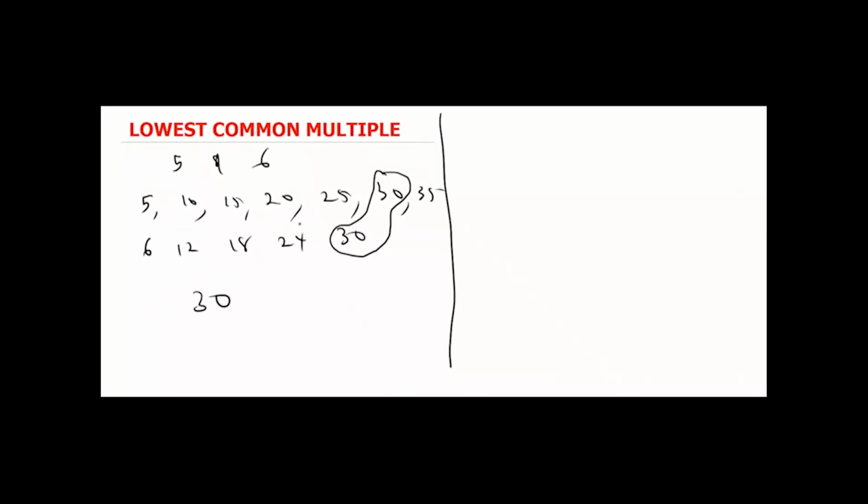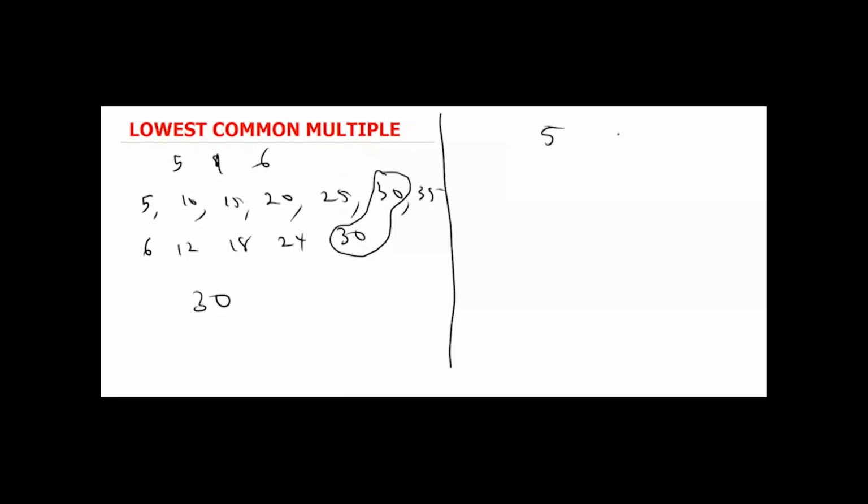So this method is pretty cool and good when you have small numbers. But when you have big numbers, then there will be a problem. It will take you a long time to write out the common multiples. And if the first common multiple is far away, then that will be challenging. So the other method is this.